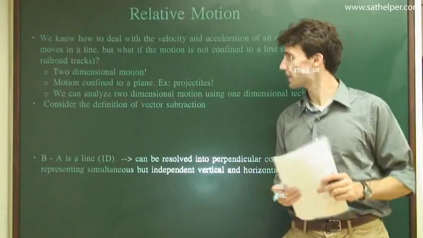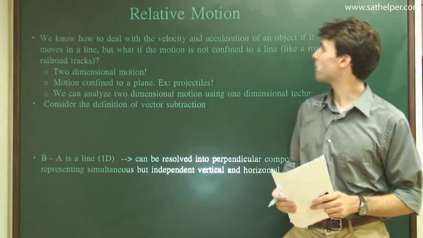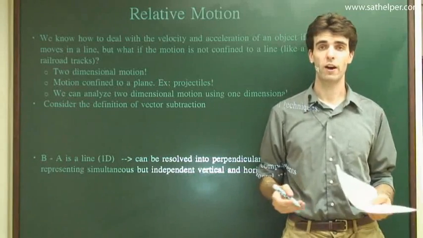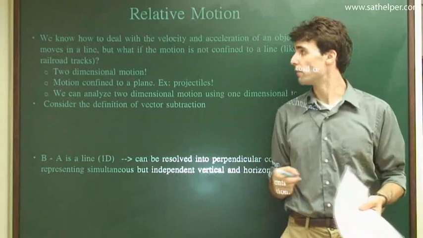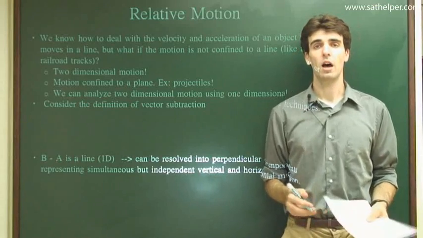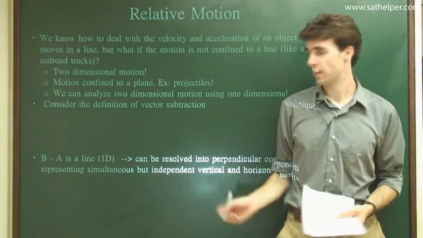So let's get started. As I said, we know how to deal with velocity and acceleration of an object if it's confined to a line. But what if it's not? What if it's confined to a plane instead? Well, then we have two-dimensional motion. One common example of two-dimensional motion is the trajectory of, say, a cannonball.